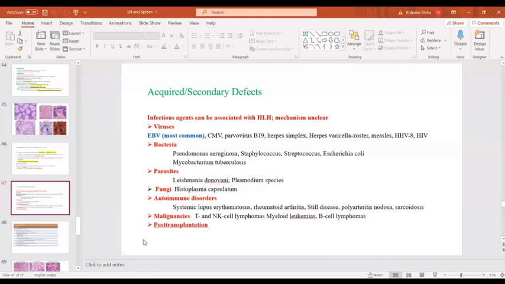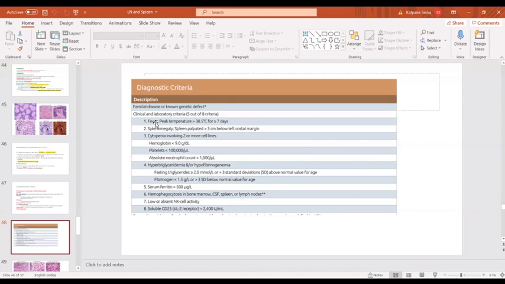So there are certain criteria. This patient will have fever for more than 7 days, and they can also have splenomegaly.